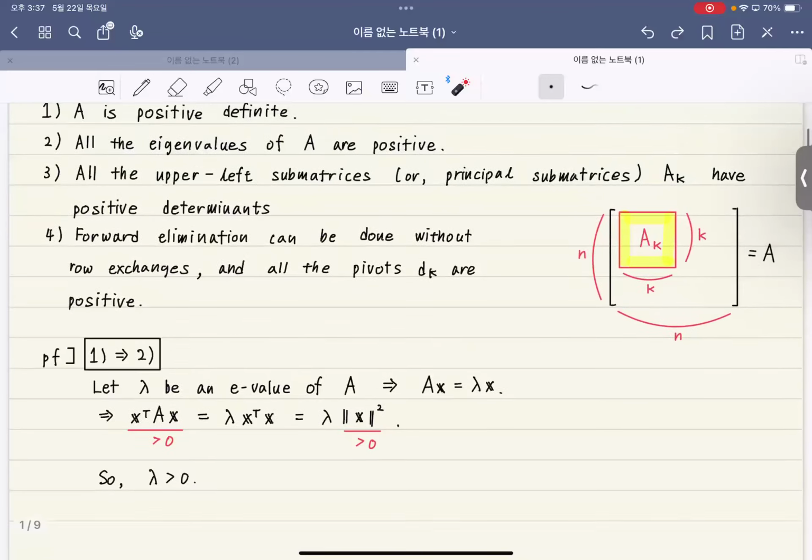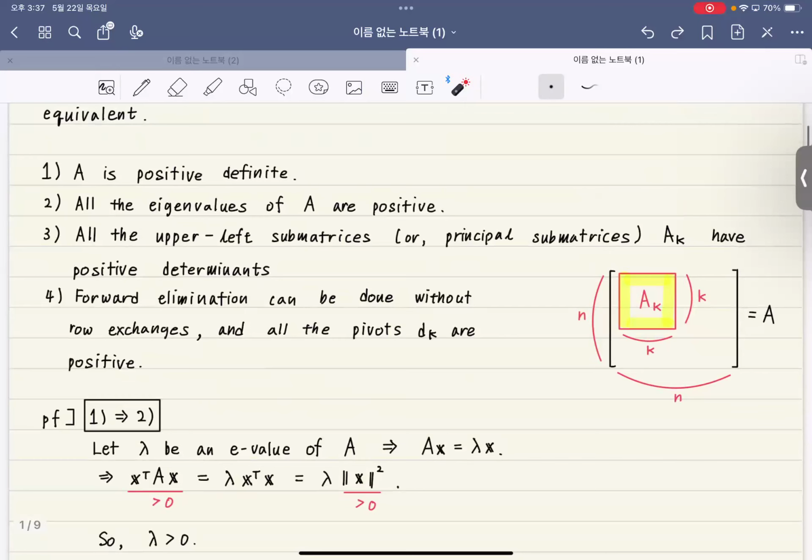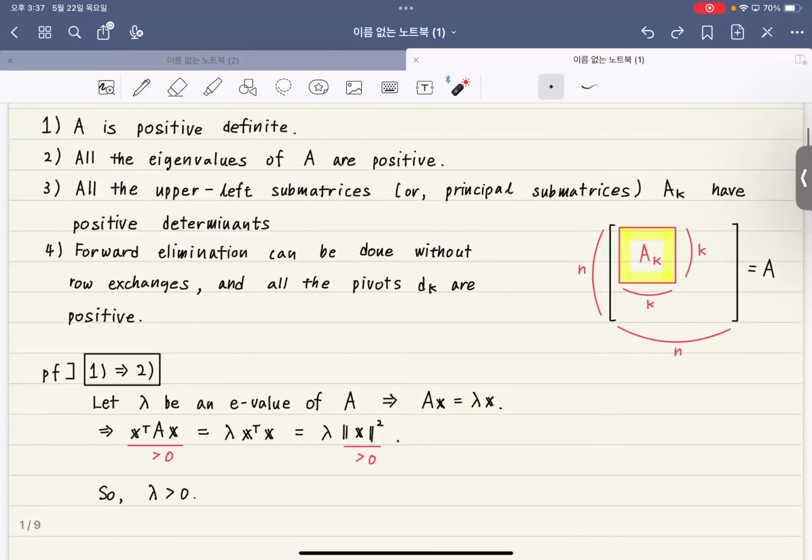All right. So I will try to prove one by one. Since I am supposed to prove that they are all equivalent, I have to prove many theorems, but okay, let me just begin. From number 1 to number 2. Let us assume that A is positive definite.